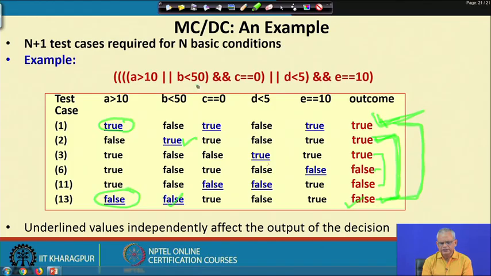So, for every condition, we look at the truth table and examine when the decision outcome toggles, when the specific condition toggles. So, this is the main idea behind MCDC.